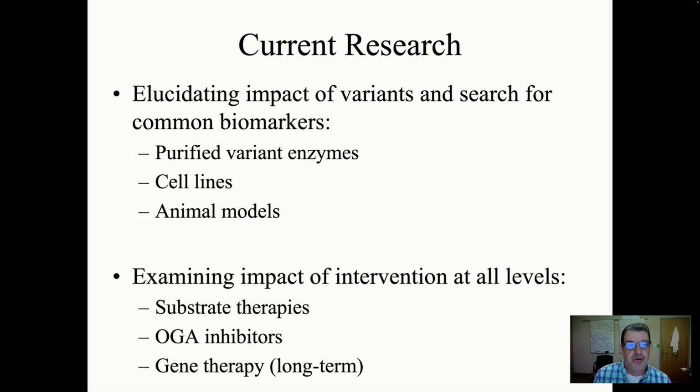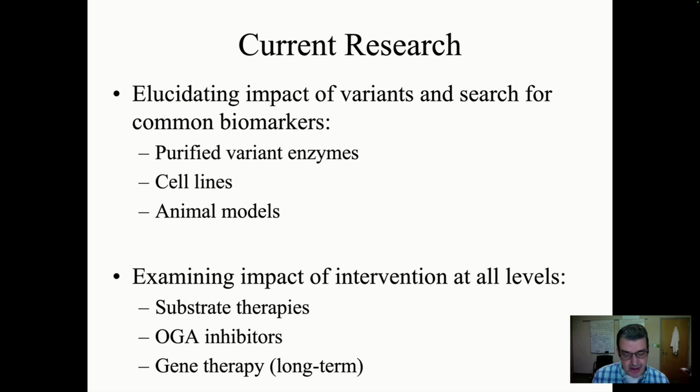OGA inhibitors have been developed for some other purposes, primarily things like Alzheimer's disease and Parkinson's disease. There's some thought that OGA inhibitors might be useful there. Some companies have developed some really nice OGA inhibitors that have already gone through phase 1 clinical trials, which are safety trials in humans, successfully. And so OGA inhibitors are attractive as a possibility.